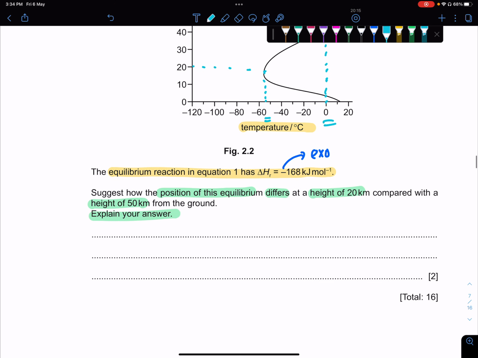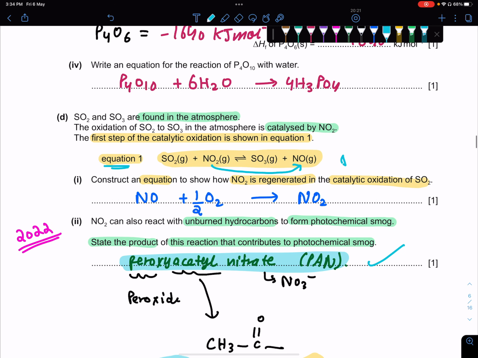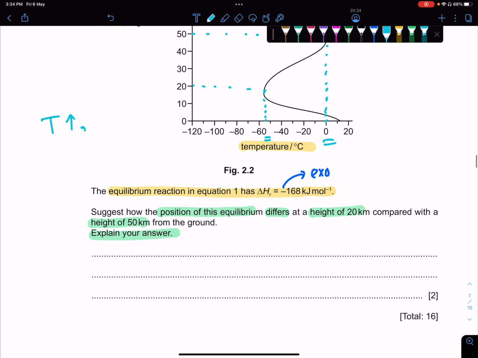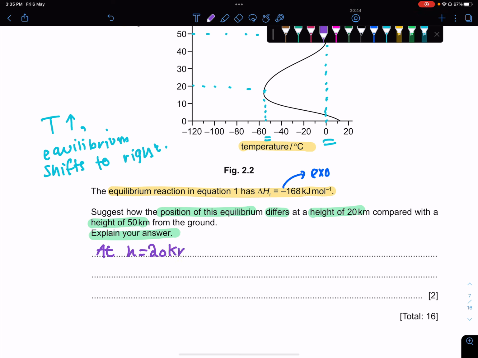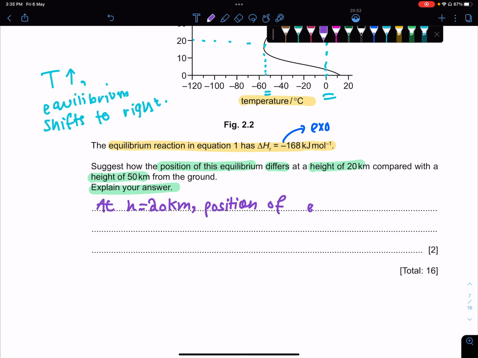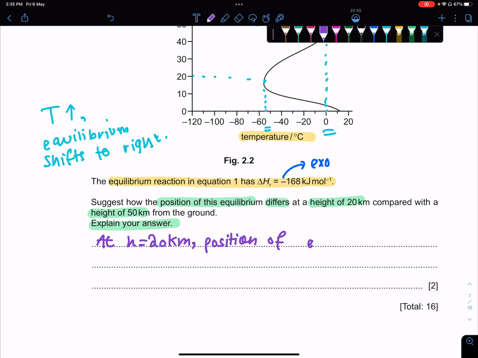So when the temperature increases and the forward reaction is exothermic, by the way, it's talking about this reaction, equation 1, right? Forward reaction is exo. So when the forward reaction is exo and we increase the temperature, will the equilibrium shift to the right? So it's going to write at height equal to 20 km, position of equilibrium shifts to the right. This higher, there is higher temperature. Wait, no.